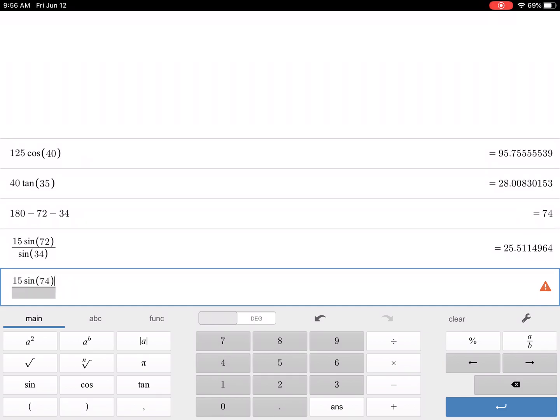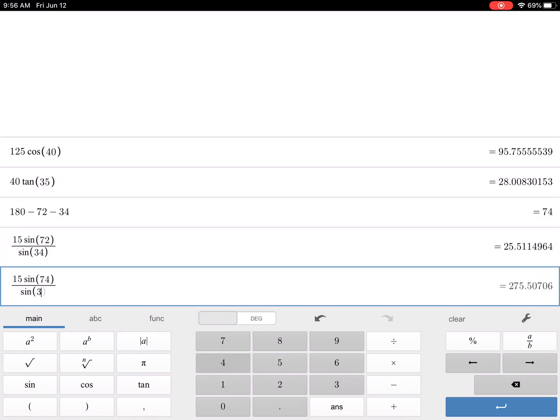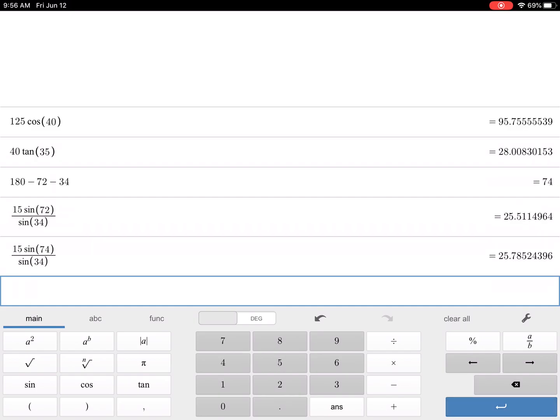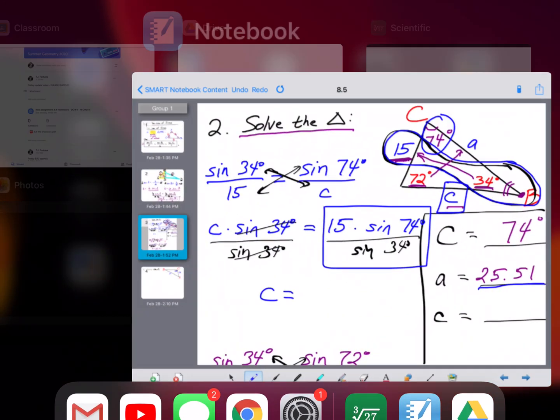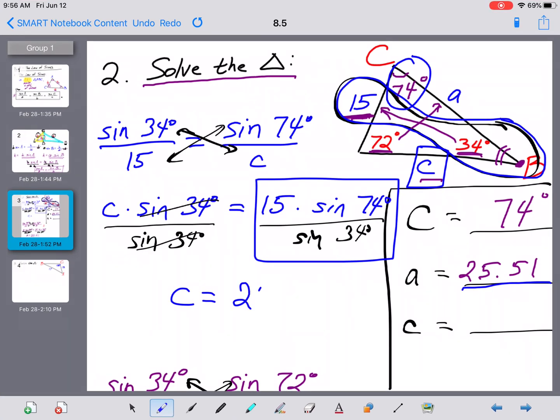Got it. Close that off. And then from there, we need to put a sine of 34 degrees down there on the bottom. Okay, and we got 25.79 if we were going to the nearest hundredth. 25.79. All right, so if I write that here, let's make sure this works out the way we thought it to. We thought it would.